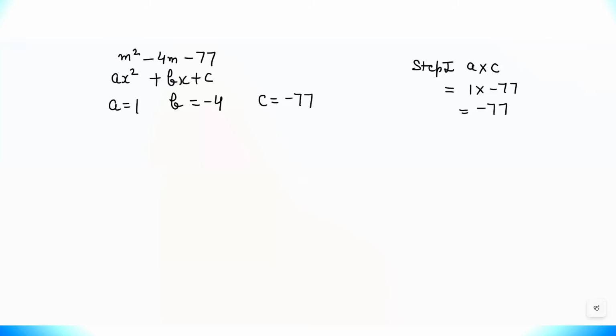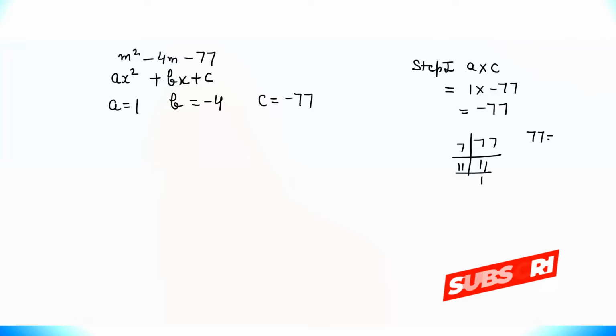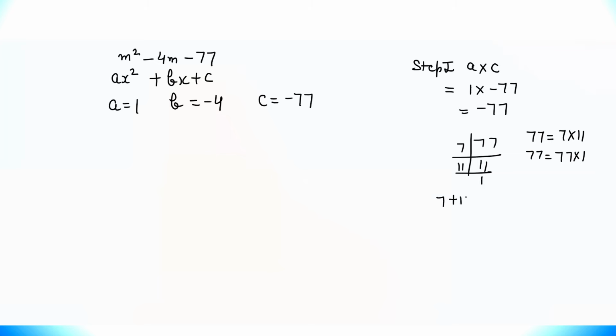Now I have to make the factors of 77. I will get 7, 11, 11, 1. So that means we have only two factors of 77. 77 can be written as 7 into 11 or 77 into 1. Now 7 and 11 can be written as 7 plus 11, or I can write it as minus 7 plus 11, or minus 7 minus 11, or minus 11 plus 7.